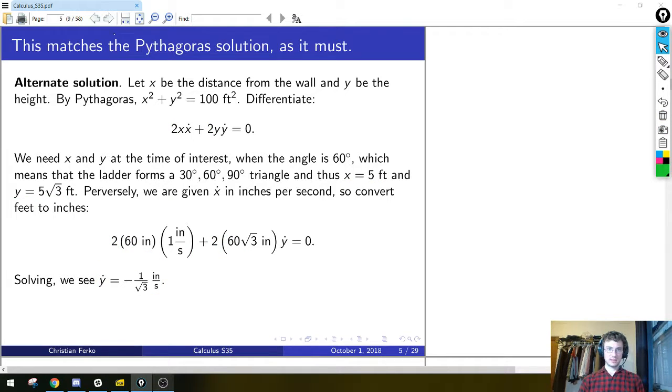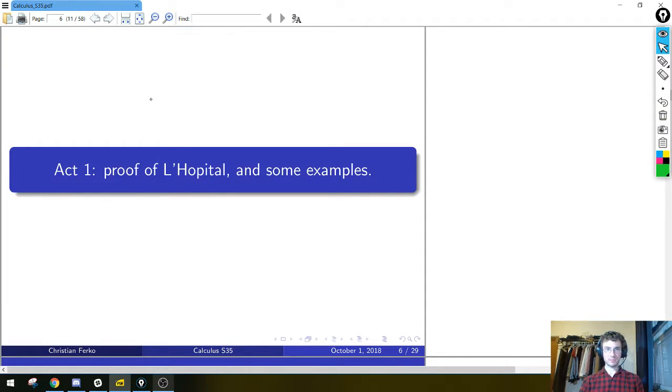Okay, that's just errata from last time. Thoughts or questions before we go on to L'Hopital's rule? It would seem that the solution by Pythagoras was a lot quicker.